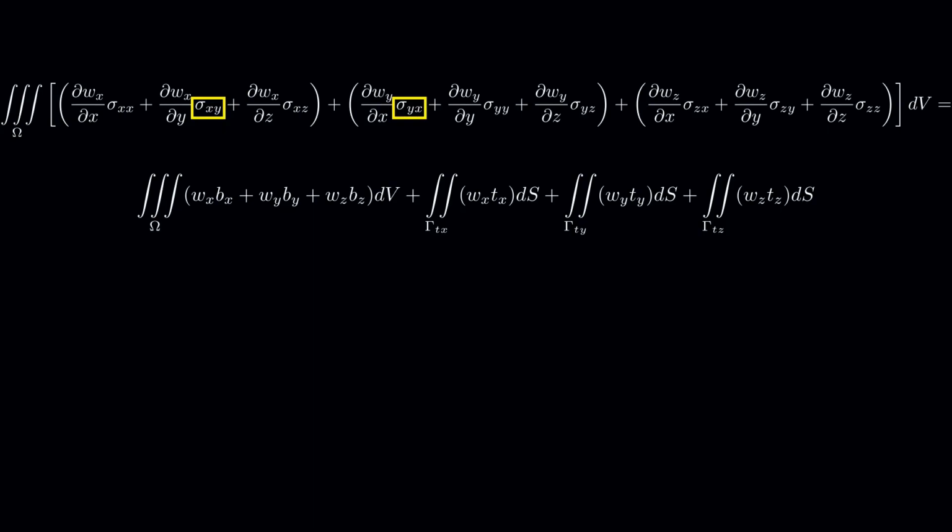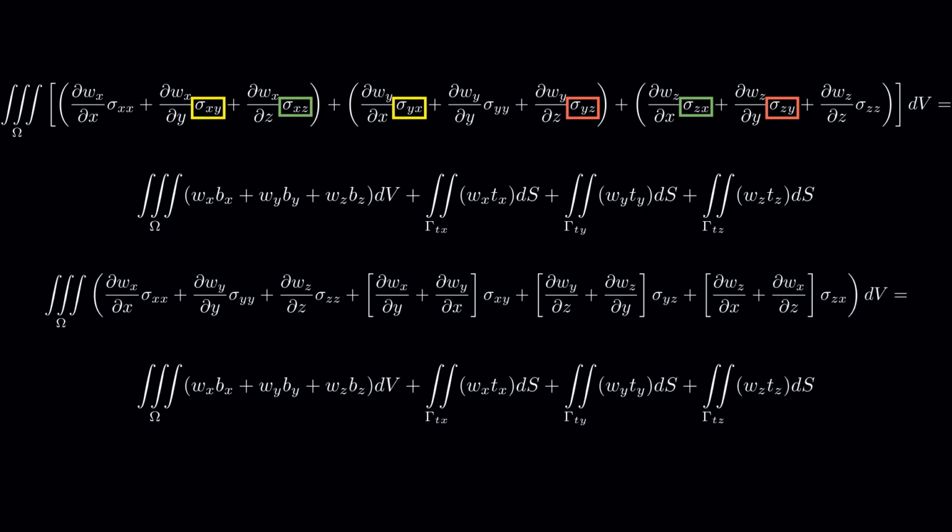In this equation, considering the symmetry of stress tensor, sigma xy and sigma yx are equal. Similarly, sigma yz and sigma zy are equal and sigma zx and sigma xz are equal. If we substitute these equalities, the above equation will change to this form.